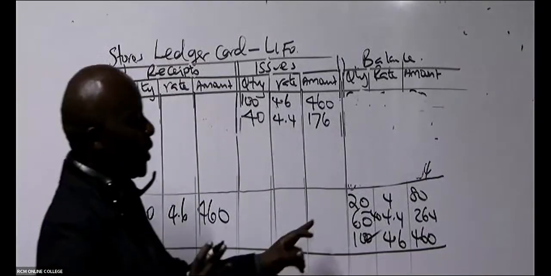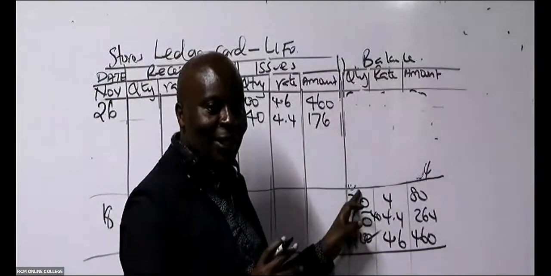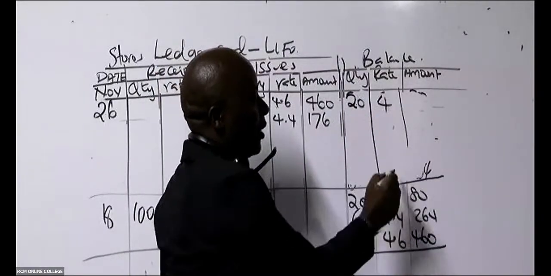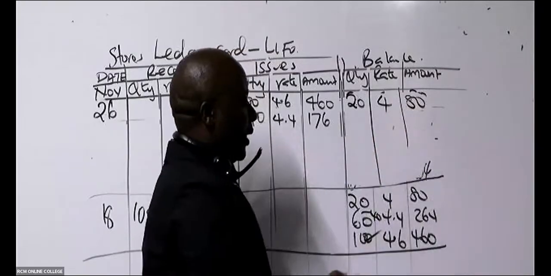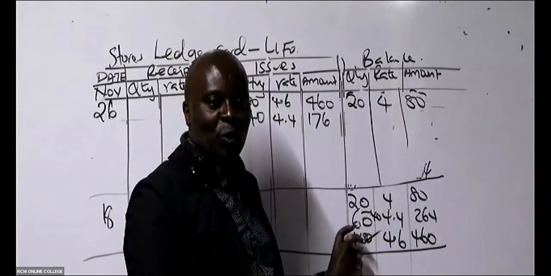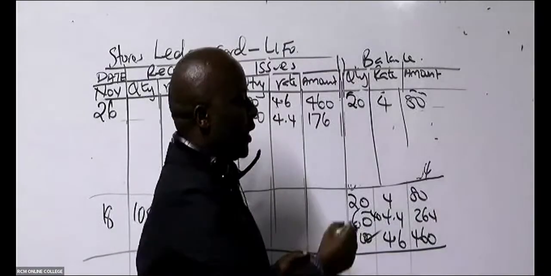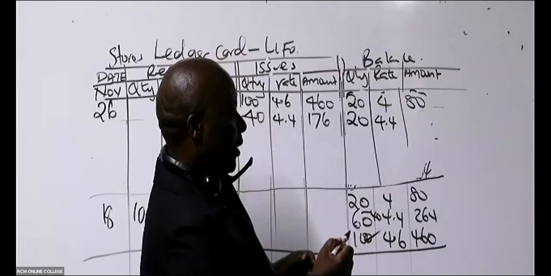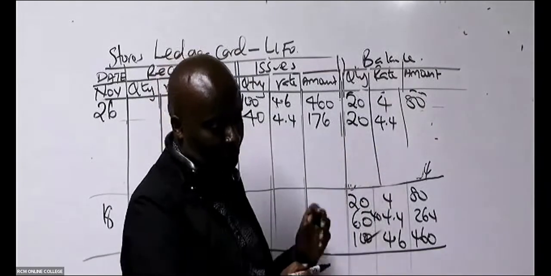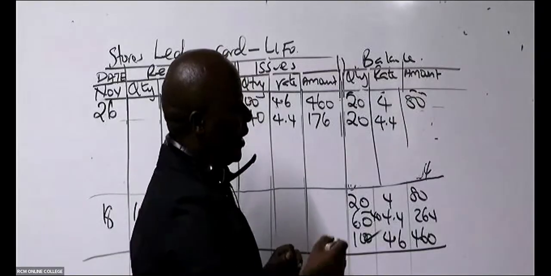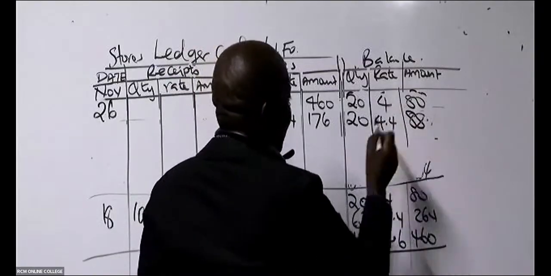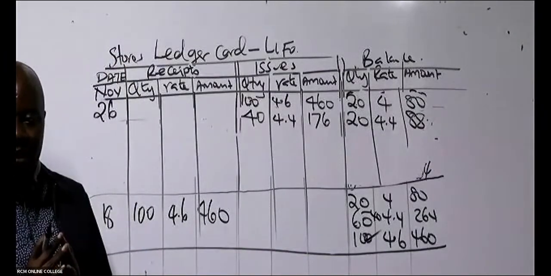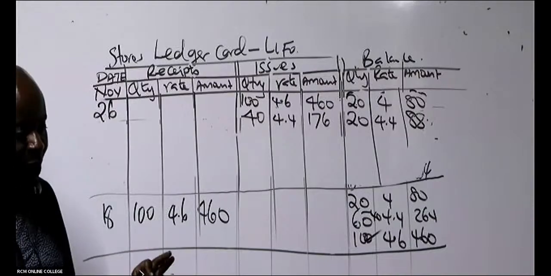So then let's update our 26th balance. This 20 has not been touched by anybody, so 20 remains at 4, giving me 80. And then this 60 was touched. We took away 40, so we are left with 20 at 4.4. So 20 at 4.4 gives me what figure? 88. So is 26th the last date, or do we have any other date? We have exhausted all of them. We have finished, isn't it?